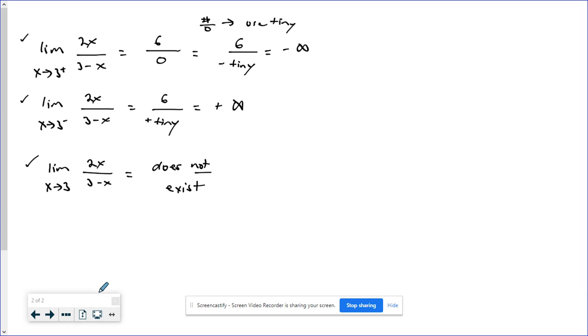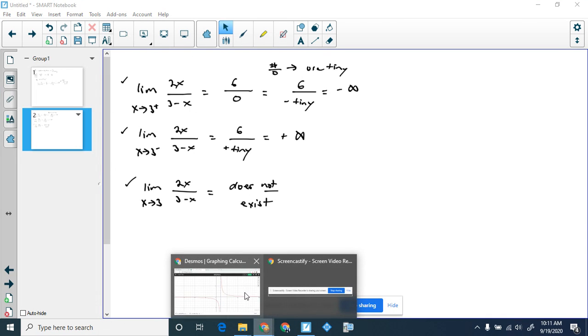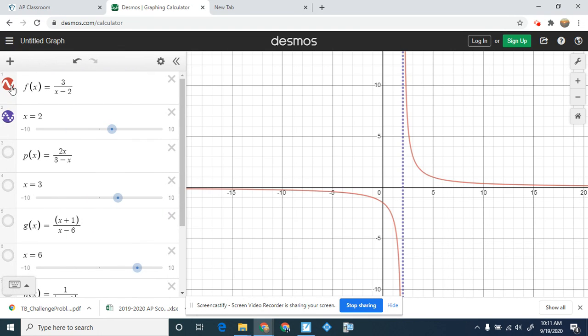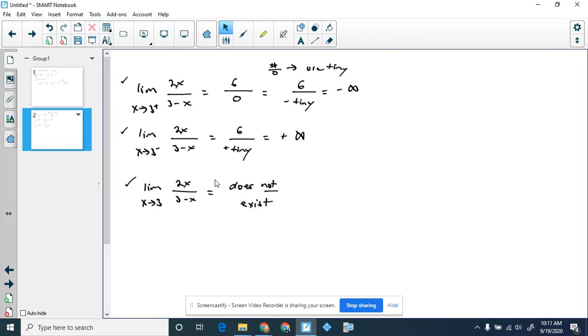Let's go to the graph to see if this makes sense. Back over here, take a look. This is the other graph. When we turn that off, this is that graph. And there's an asymptote at 3. Take a look at what's going on. As x goes to 3 from the right, functional values are going to negative infinity. As x goes to 3 from the left, the functional values are going to positive infinity. So what we just did algebraically is jiving with what we did graphically just now.